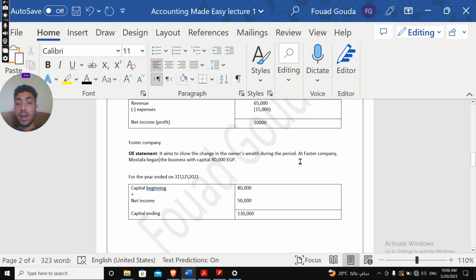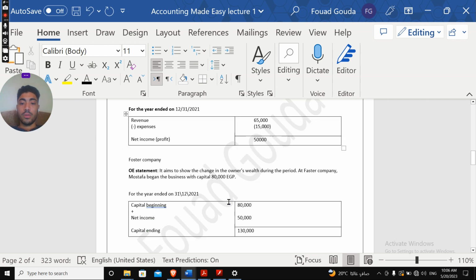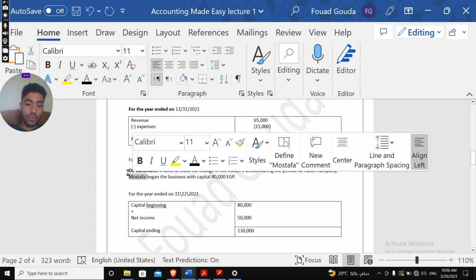owner's equity at Faster Company. Let's make it like Faster. Okay, let's say Faster is good. Yeah, let's change the name. Okay. At Faster Company, Mustafa began the business with capital 80,000 Egyptian pounds. Okay, so we have two capitals. The starting capital, what was Jack, or Jack? What was Jack? It was Mustafa.